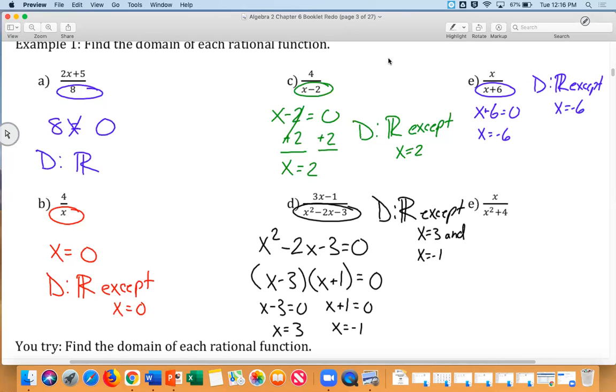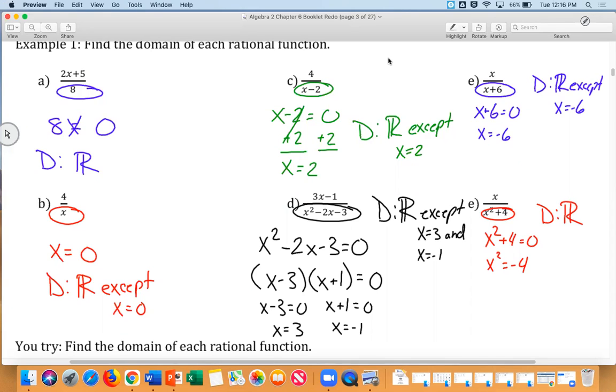And then Hannah actually gave me this one, right? x squared plus 4 equals 0. x squared equals negative 4. Is that possible? And Hannah was like, no, anything squared is a positive number. So I can't square something and get negative 4. So she just said, domain is all reals. Justin, you okay with that?